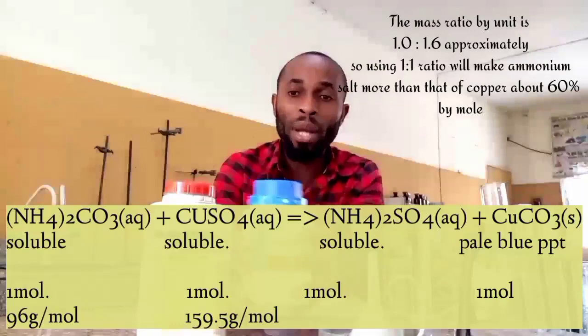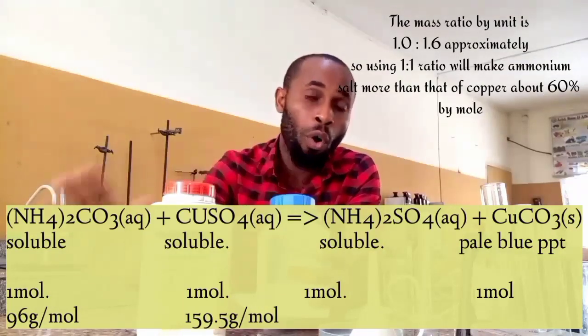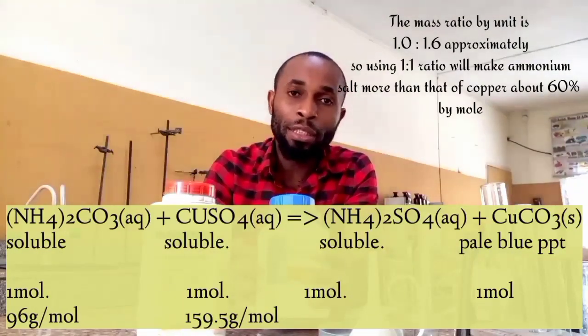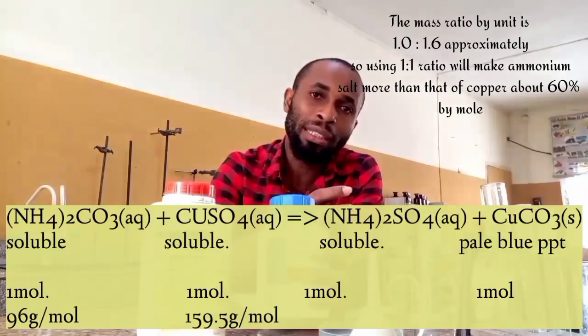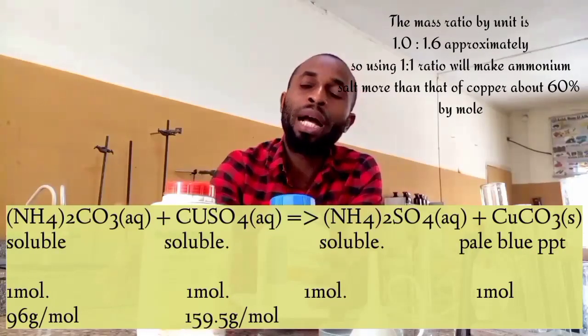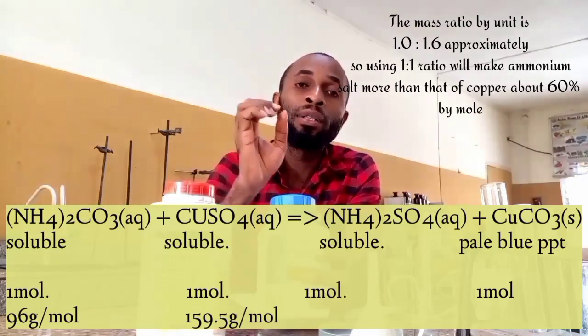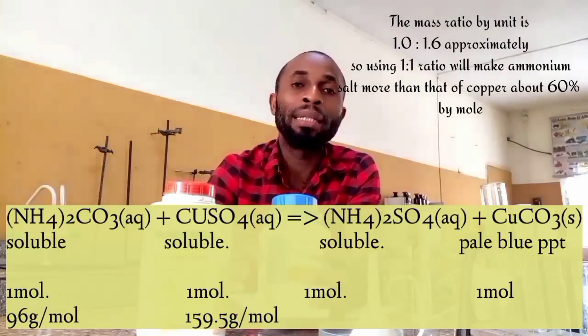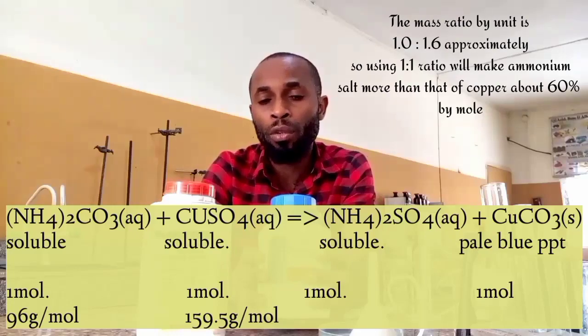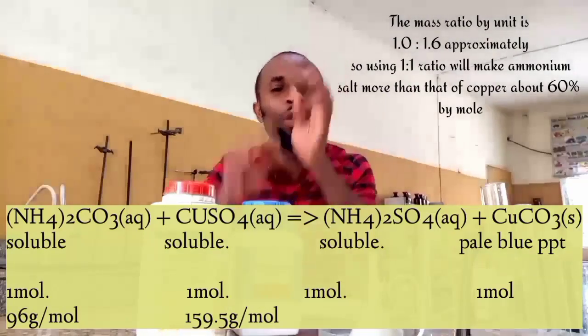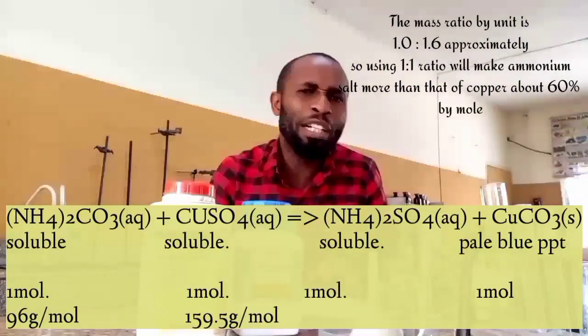Because when this ammonium salt reacts with this normally in equal moles, it is supposed to give us a colorless solution and a pale blue solution. The pale blue will come from the copper(II) carbonate formed, and the colorless will come from the ammonium sulfate. But when you do this practical, you are not going to see that, and there is a reason for it.